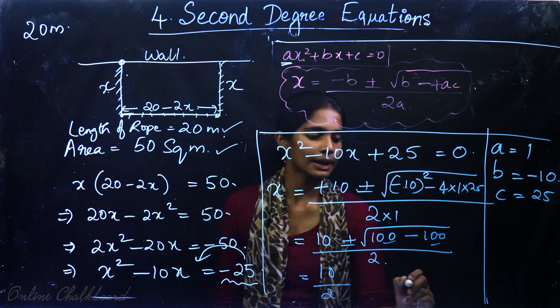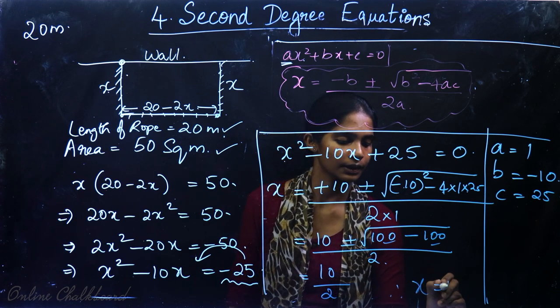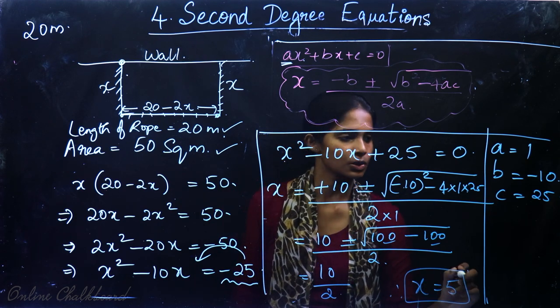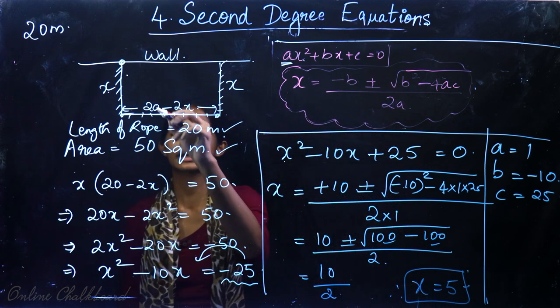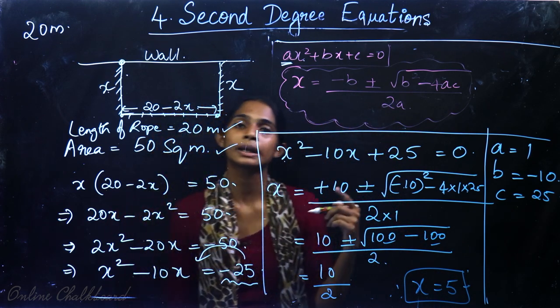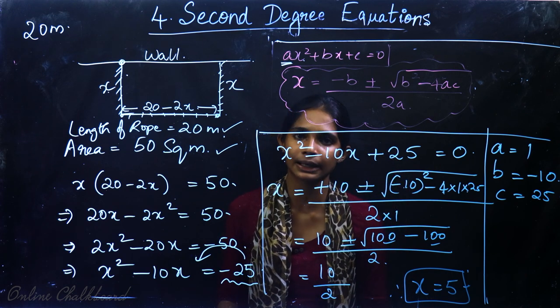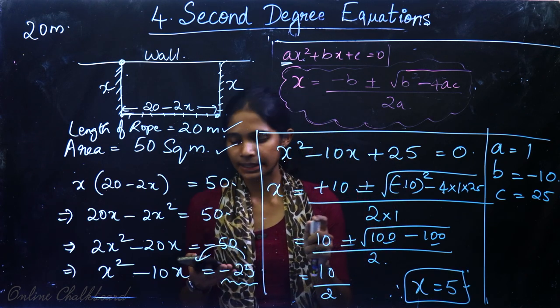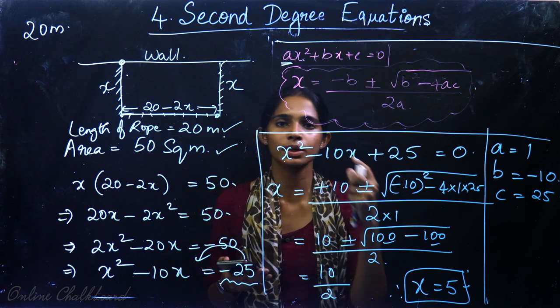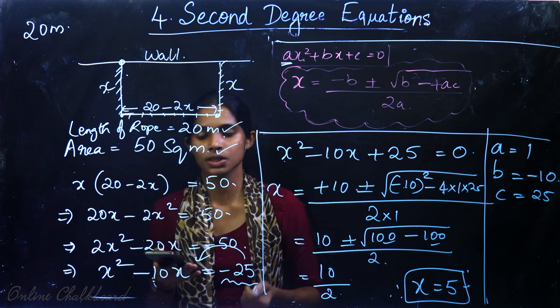So you will get x is equal to 10 by 2, which is 5. So similarly, when x is 5, we saw earlier that 20 minus 2x will be 10 meters. So using the formula you can do this question directly. Now there is a small part below the question. Let's see what the second part is.